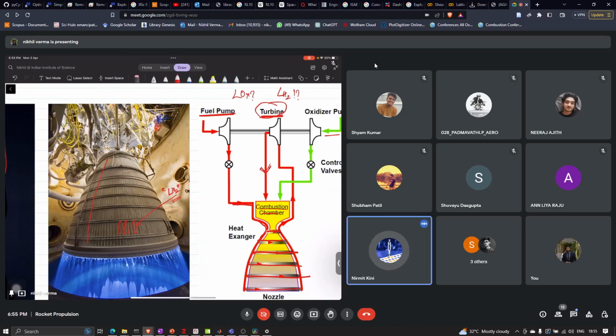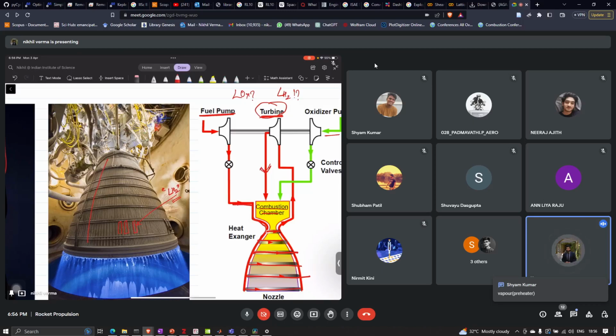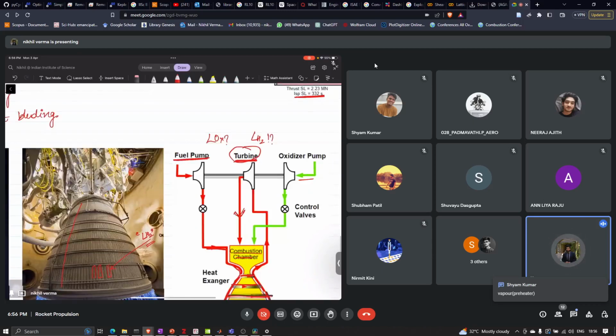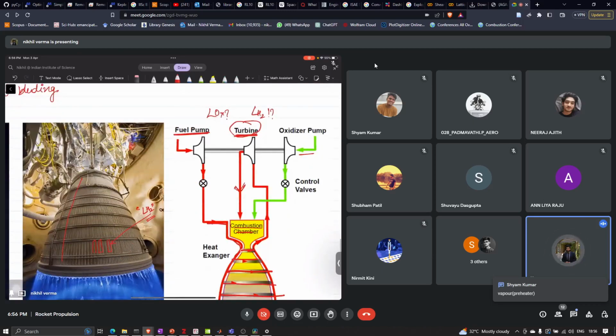Because it might oxidize the metal part. Yeah, that is one of the reasons. Any other reason for this? Okay, so can you tell what is the enthalpy? What is the CP for liquid oxygen and liquid hydrogen?